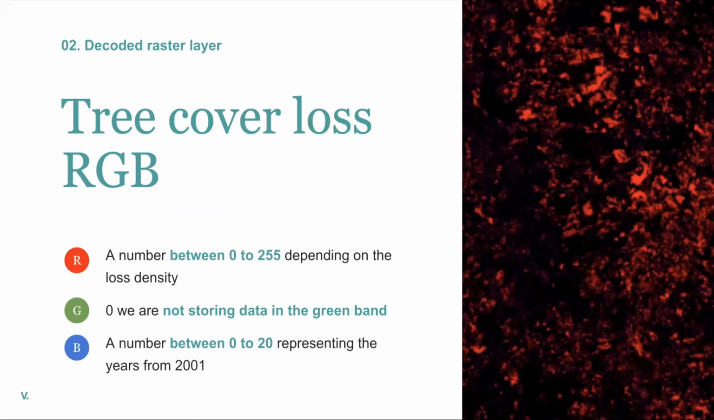In the green band, in this case, we are not storing anything, but we could store maybe the cause as a number, so we could store a category there. And in the red band, we are storing the loss density.